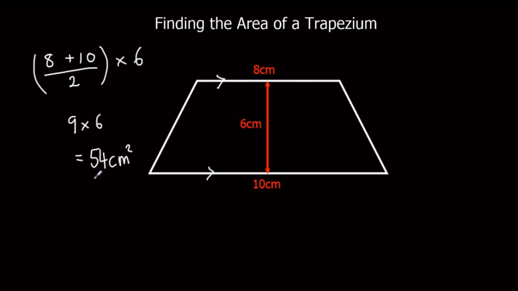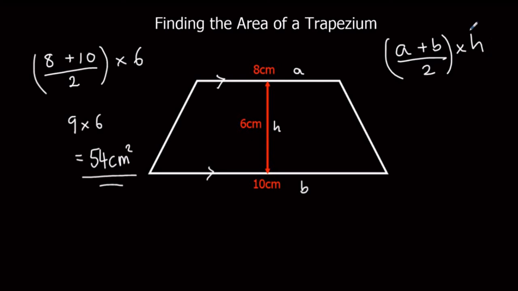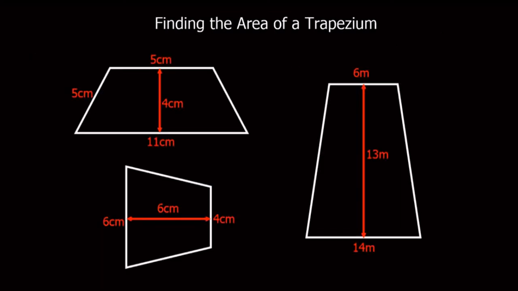Remember, we measure area in squares. So we could say if this side was A, this side was B, and we call this the H, the formula is A plus B over 2 times the H. So this is the area of a trapezium: A plus B over 2 times the H. The two parallel sides, the average of them, add them up and half them, and then times it by the perpendicular height. Okay, so we're going to look at these examples.